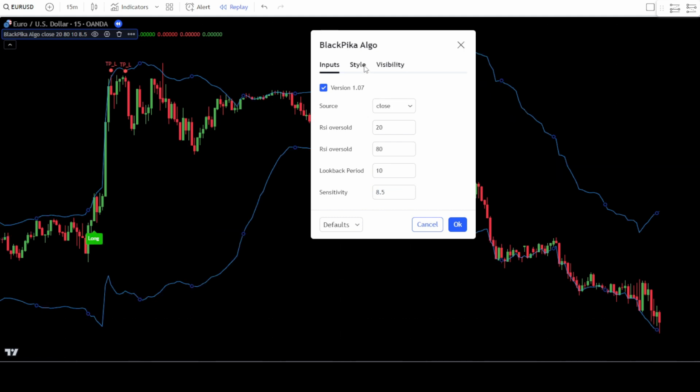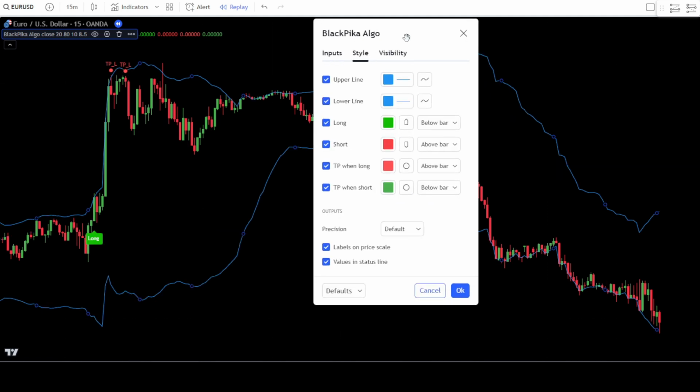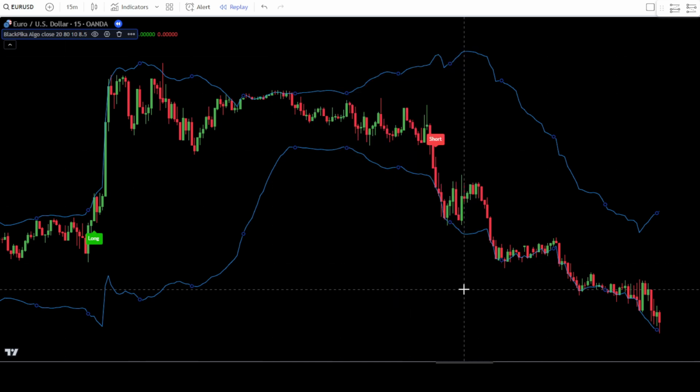Now go to the Style tab. In the Style tab, uncheck the TP long and TP short boxes. Once done, just click OK to confirm the changes. This Blackpika indicator will be used as a guide to place orders in the market. We just need to follow the signals generated by the indicator.